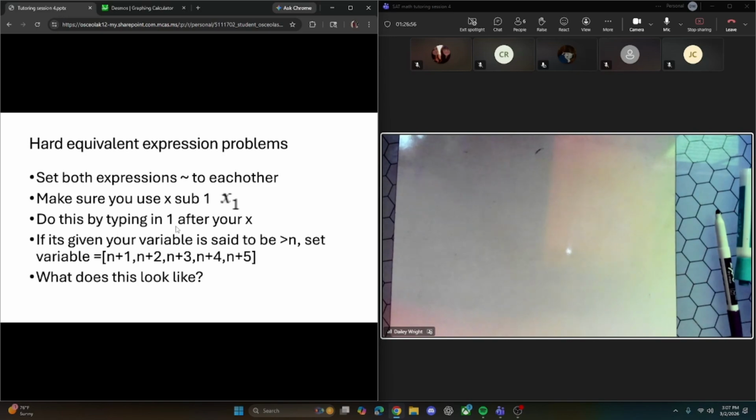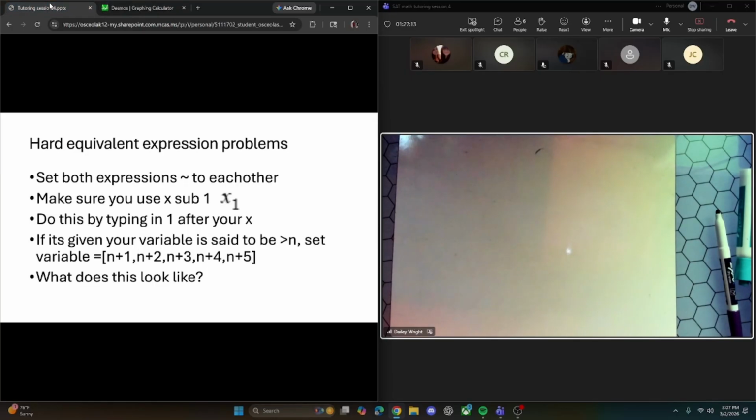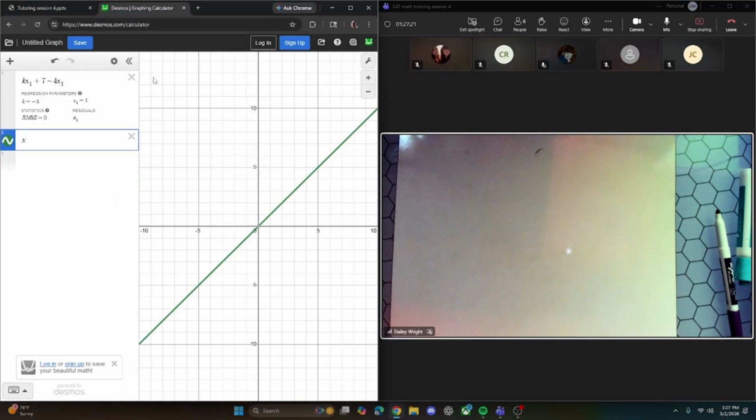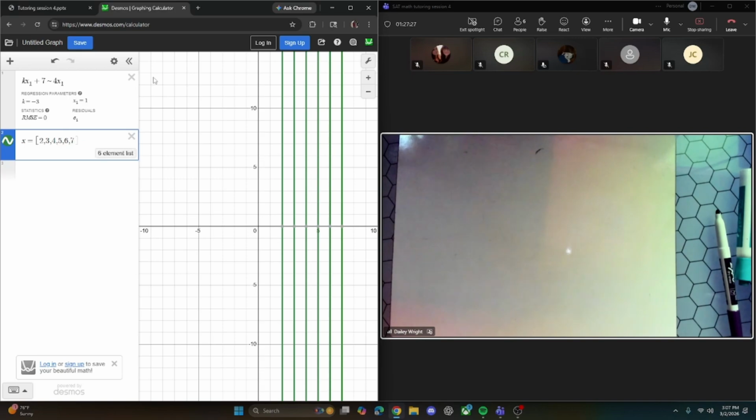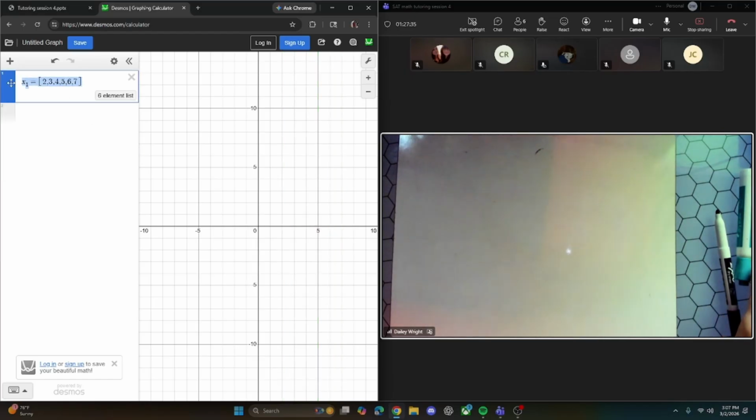Like I said, do this by typing in that 1 after your x. If it's given that your variable is said to be greater than n, set the variable equal to n plus 1, n plus 2, n plus 3, n plus 4, n plus 5. What I mean by this is, let's just go look at one of our questions. That second question says x is greater than 1. So I would put x equals brackets 2, 3, 4, 5, 6, 7. It would be x sub 1 because that's what I'm going to be using.